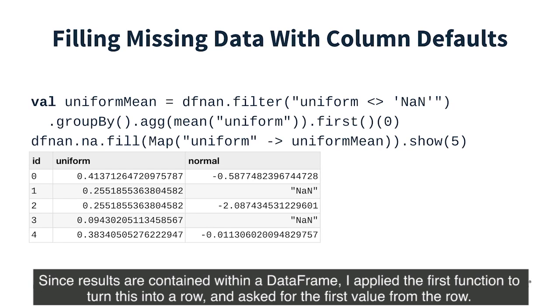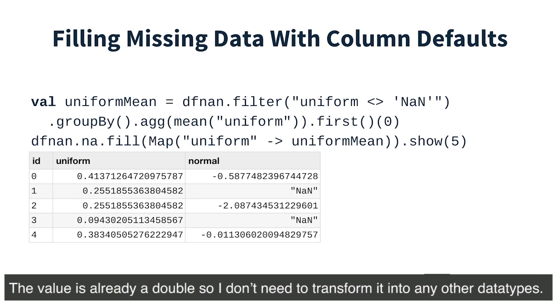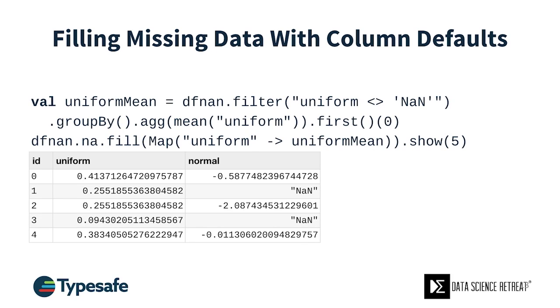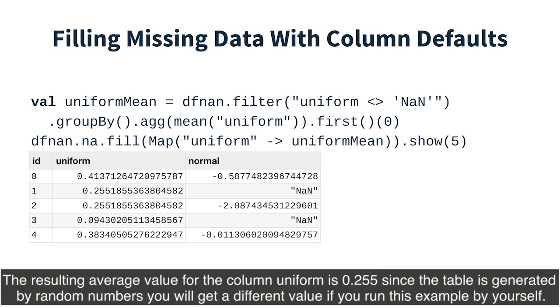Since results are contained within a data frame, I applied the first function to turn this into a row and ask for the first value from the row. The value is already a double, so I don't need to transform it into any other data types. The resulting average value from the column uniform is 0.255. Since the table is generated by random numbers, you'll get a different value if you run this example by yourself.